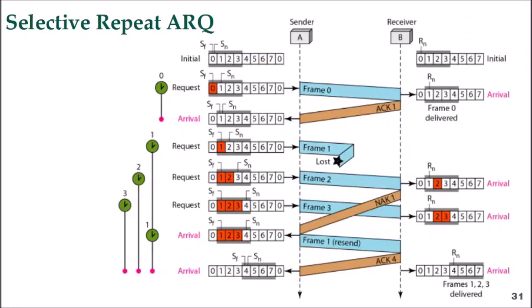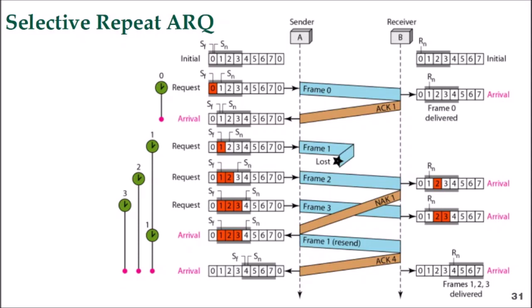Here's an example of the Selective Repeat ARQ. At the sender, frame 0 is transmitted and acknowledged. Frame 1 is lost. Frames 2 and 3 arrive out of order and are acknowledged. When the timer times out, frame 1 is resent and is acknowledged. The send window then slides.